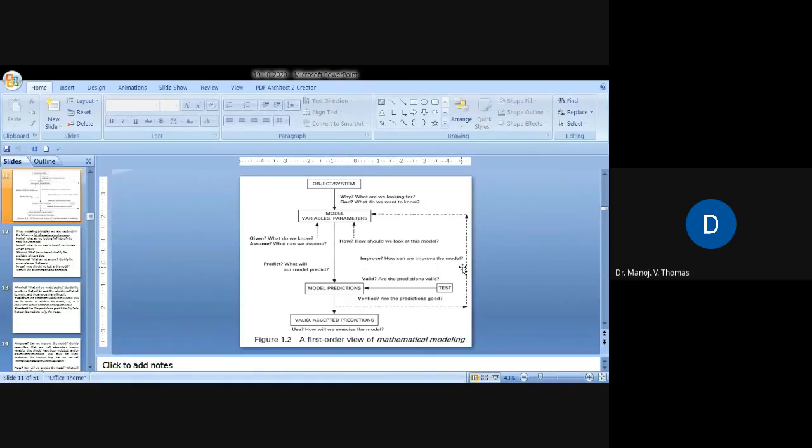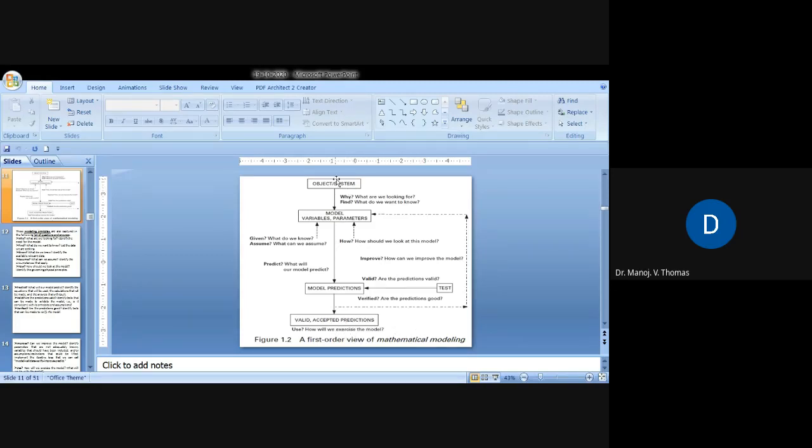Improve: how can we improve the model? Valid: are the predictions valid? Yes, based on the feedback. Predict: what will our model predict? Given: what do we know? What can we assume? The given facts and assumptions are all put into some variables. And for model predictions, we conduct some tests to verify. Are the predictions good? Then valid accepted predictions will be used. How will we exercise the model? How will it be used for the actual purpose? There our purpose is met.